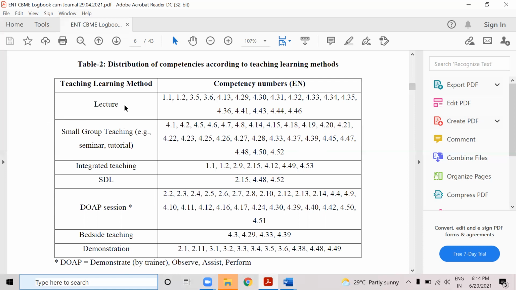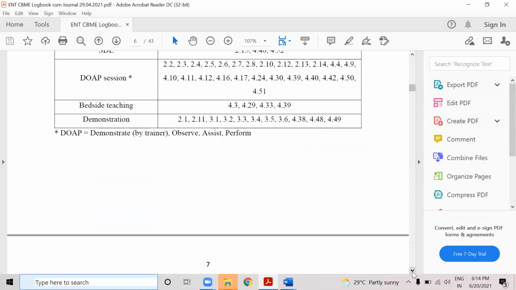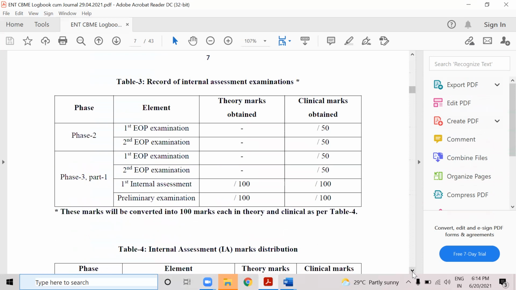So the student should also know that this particular topic or this particular competency, he will be taught as a lecture. So that is why I have kept this table. Then moving further, the third table. This is the record of the internal assessment examinations.